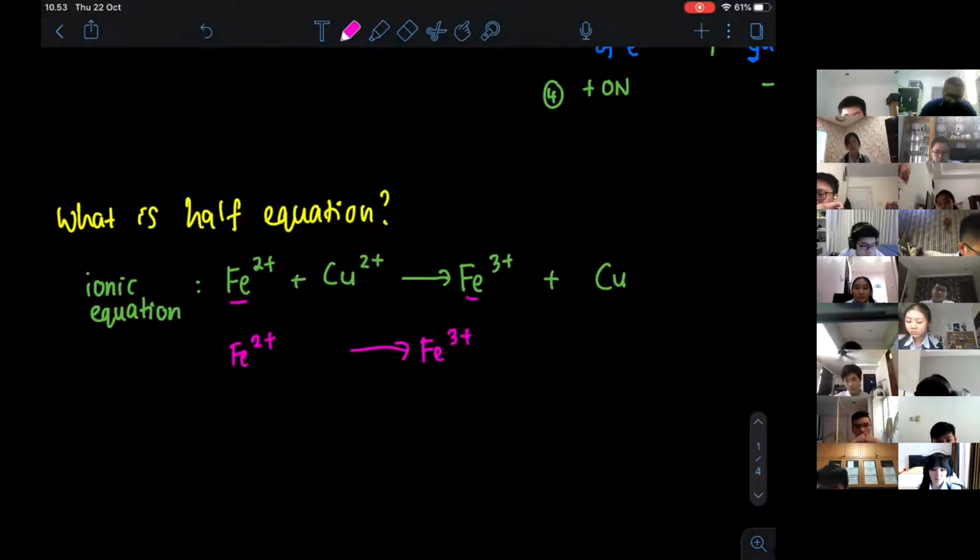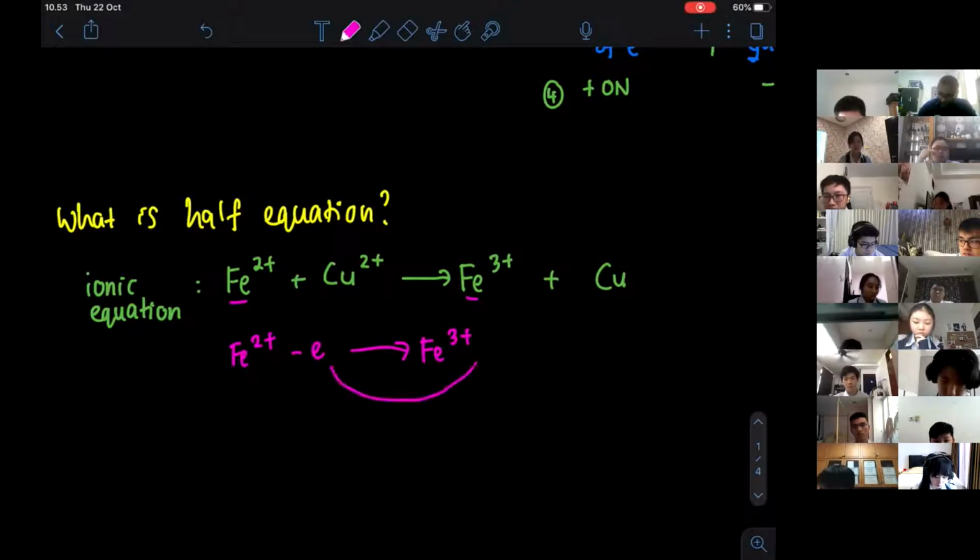Normally losing an electron we represent like this, but in chemistry when we write equations, we don't actually put a minus electron. Hold on, my internet connection is not stable. I'll try to share the screen again.